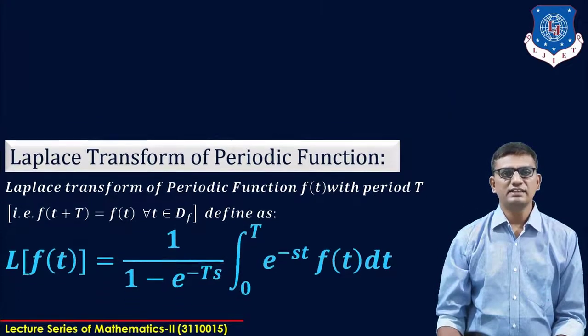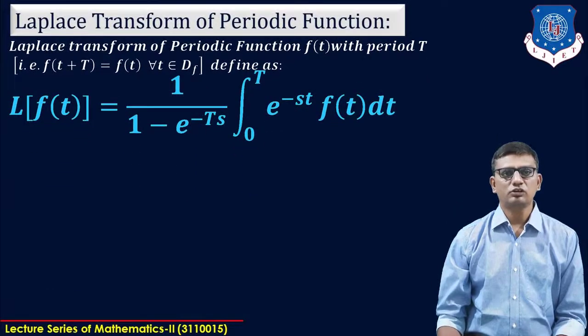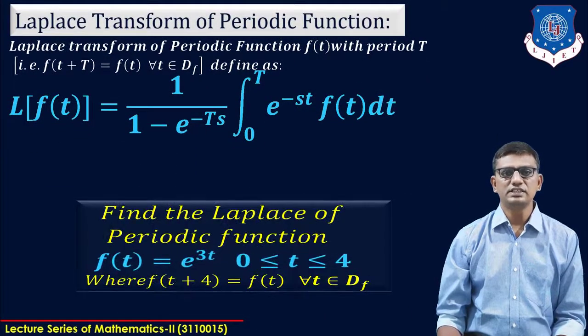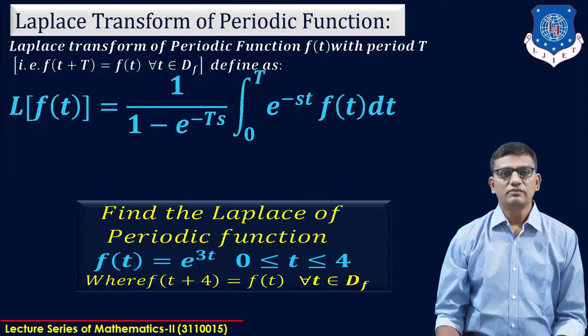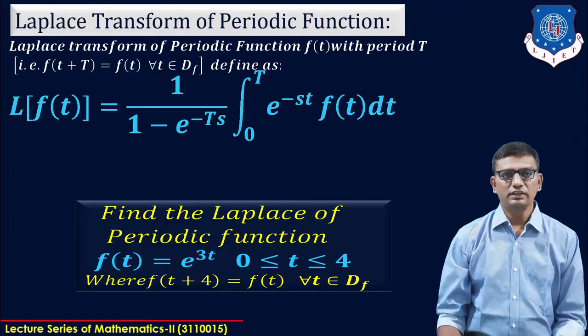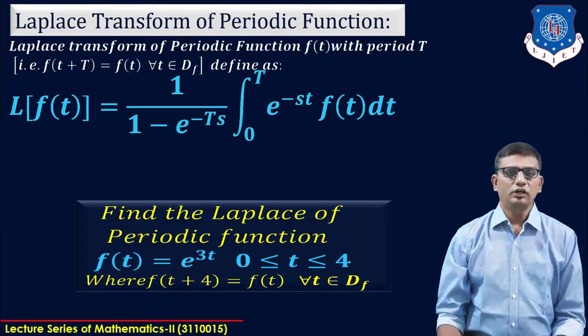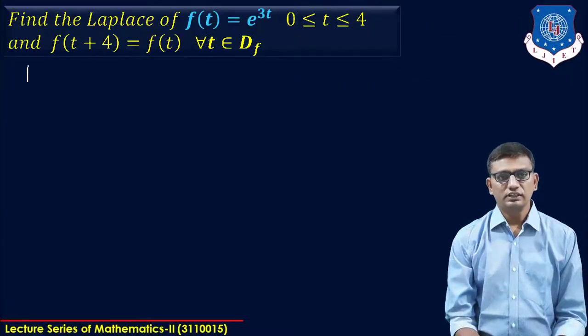Now we will see some examples related to Laplace of periodic function. Here our example is f(t) equal to e raised to 3t, where our function is defined for 0 to 4 and it is a 4 periodic function, which looks like f of t plus 4 equal to f(t) for all t belonging to the domain of f. Here our function is e raised to 3t, but we can't apply the direct formula of Laplace of e raised to 3t because our function is a periodic function. So we have to apply the formula of Laplace of periodic function. Let us see how to solve it.